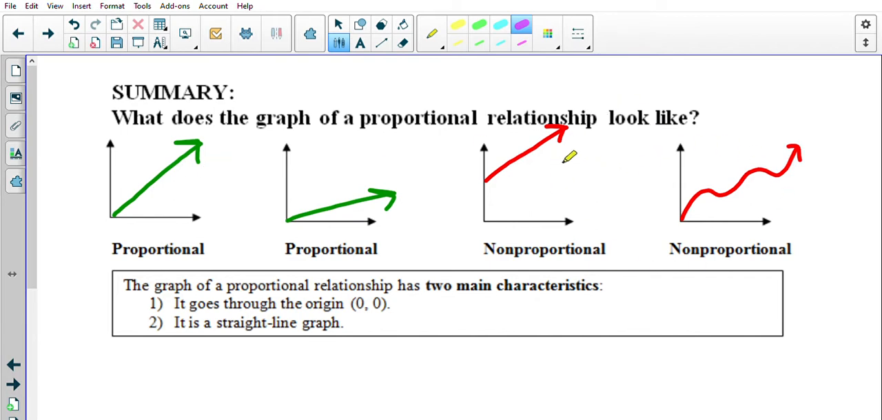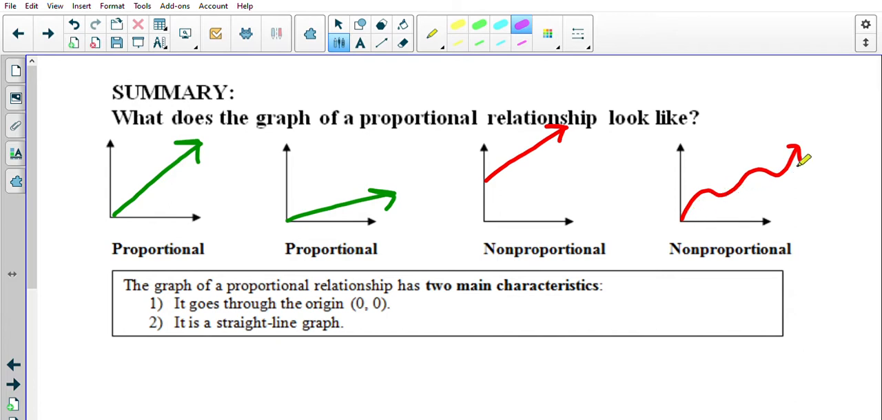Non-proportional relationships might look like something like this. Like this graph does not go through 0, 0. Is it a straight line graph? Yes, but it has to have both characteristics. So this does not go through 0, 0. It's not a proportional relationship. This one as well is not proportional because it's not a straight line graph. It wiggles a little bit.